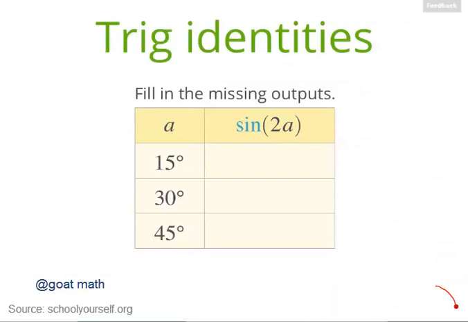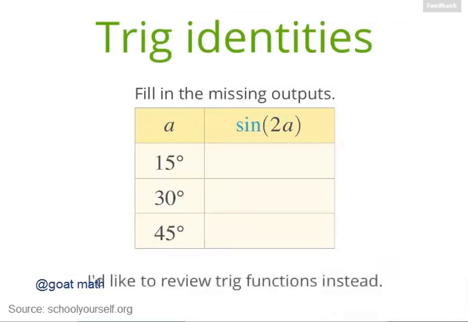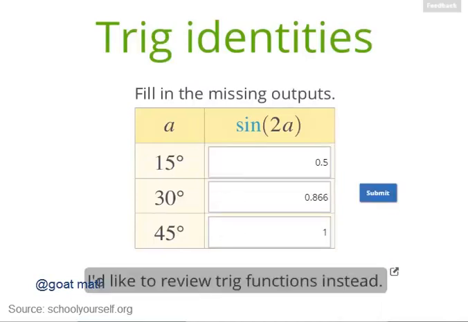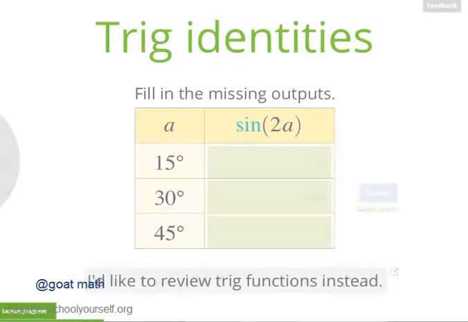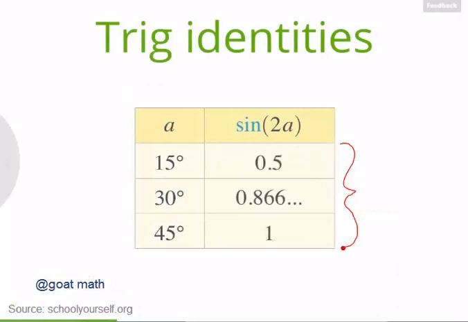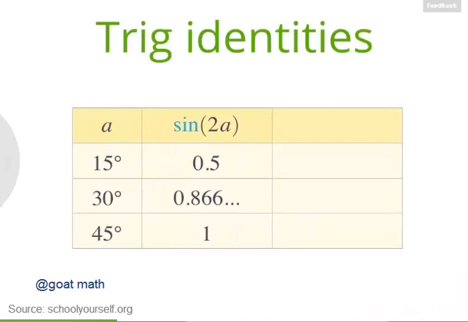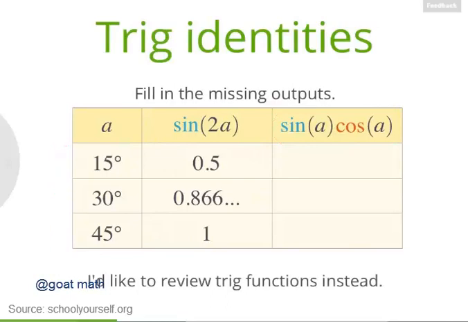Remember that you can use the calculator down here to help you out. And if you'd like to review the sine function instead, then click over here. Great, so these are the outputs you got for the sine of 2A. Next, let's look at another function of A, the sine of A times the cosine of A. Again, for these same angles, what are the values of sine A times cosine A?